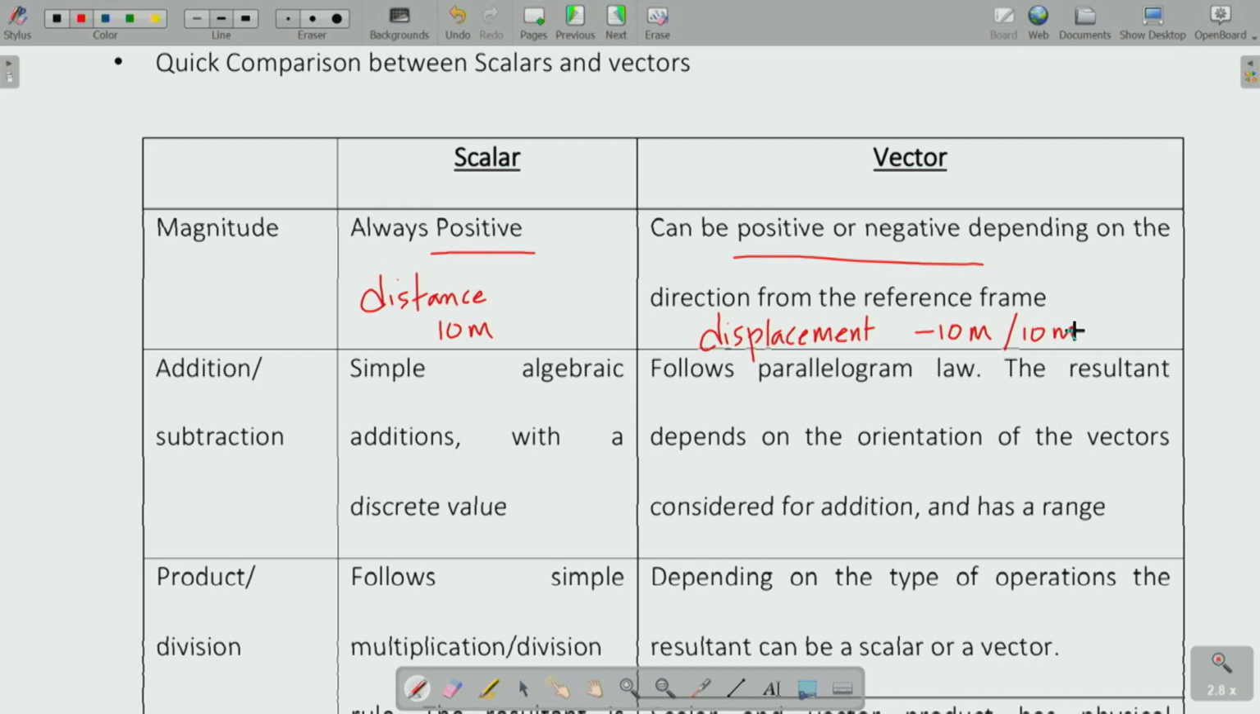Scalar addition and subtraction is simple algebraic. For example, 5 kg plus 3 kg would be 8 kg. It does not matter what you add, whether you add the mass of wood and the mass of steel, the total weight is going to be 8 kg. But for vectors it depends upon the orientation. It could vary from 5 plus 3. If both the forces are acting in the same direction, it is going to be 8, or it could be 5 minus 3, which is going to be 2 when they act in opposite directions.